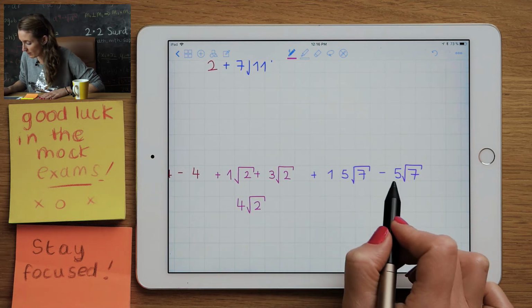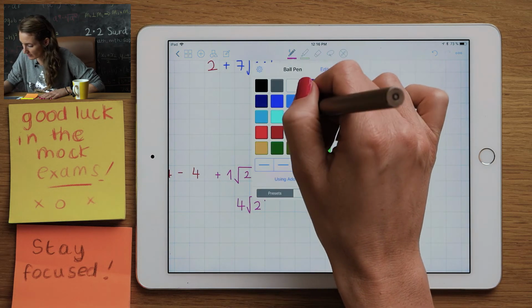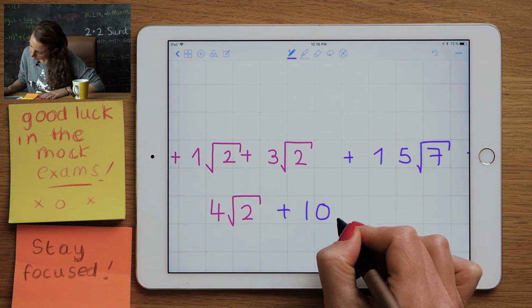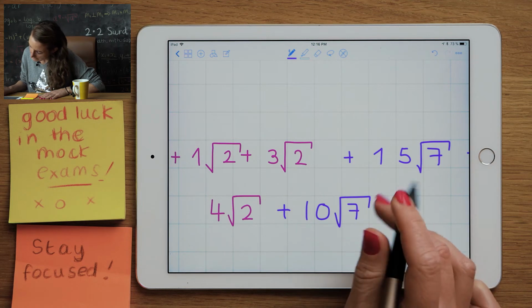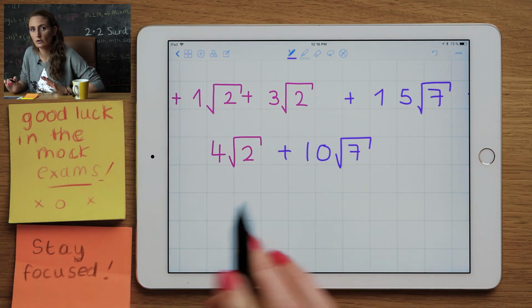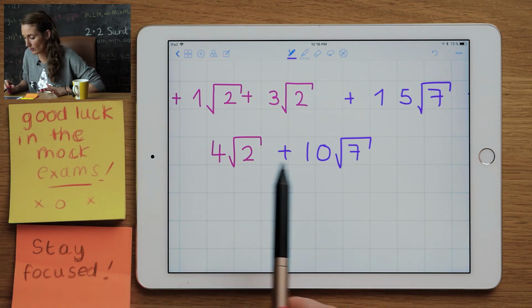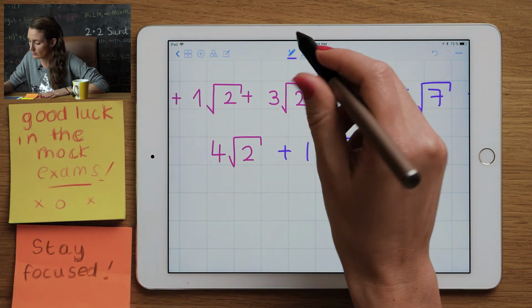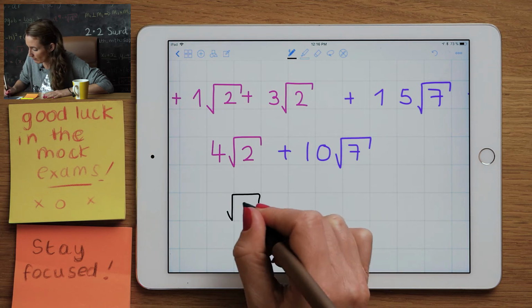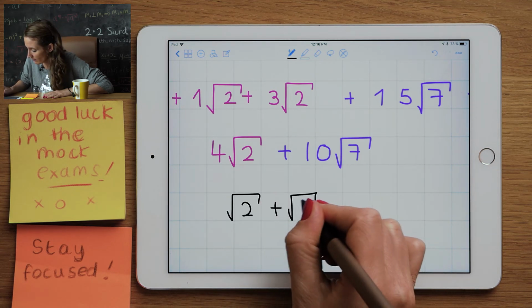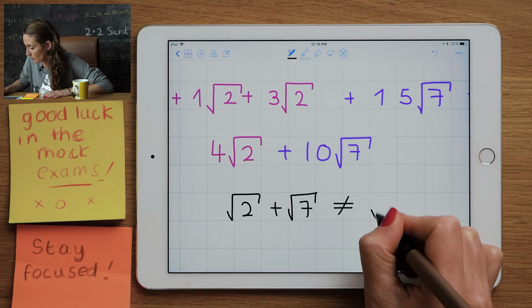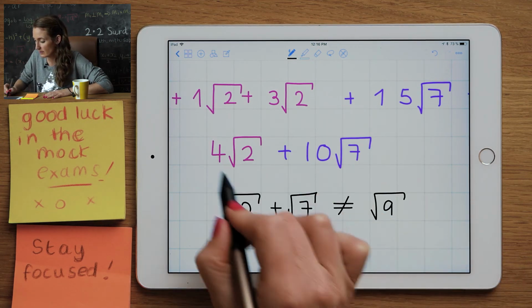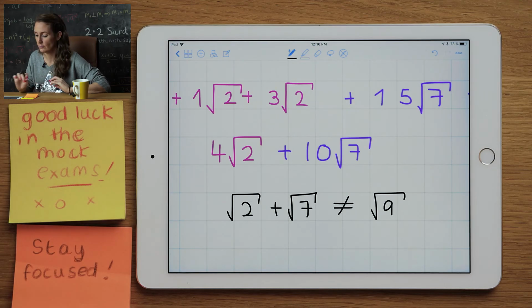15 square root 7 minus 5 square root 7 is 10 square root 7. And that's your final answer. You can't go any further than this. You can't add a square root 2 to a square root 7. That will not make a square root 9. So I just want to be very clear on that. So square root 2 plus square root 7 will not make square root 9. That's a common mistake. So this is your final answer, and then you're finished.